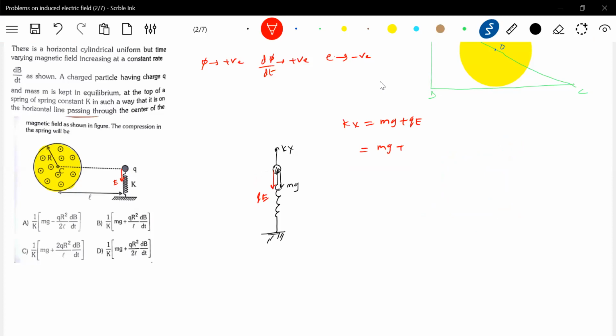How to calculate the induced electric field there? E into 2 pi L equals pi r square dB by dt. I'll write it for your convenience. No, what is this? This should be E is constant at all points. Sorry, this is the integral of E dl equals S, which is pi r square dB by dt. This should be 2 pi L.